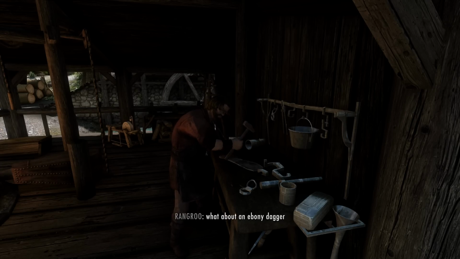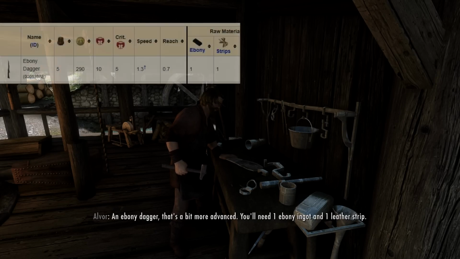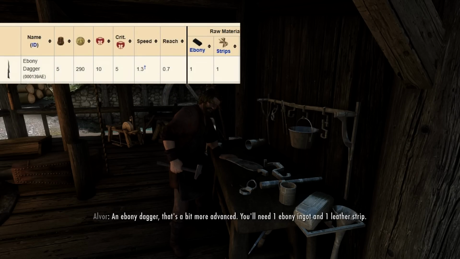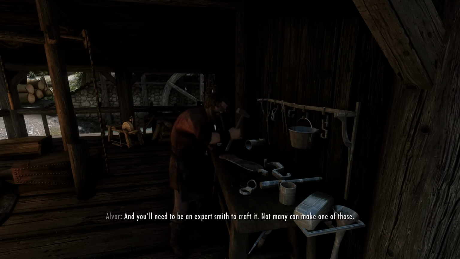What about an ebony dagger? An ebony dagger. That's a bit more advanced. You'll need 1 ebony ingot and 1 leather strip. And you'll need to be an expert smith to craft it. Not many can make one of those.